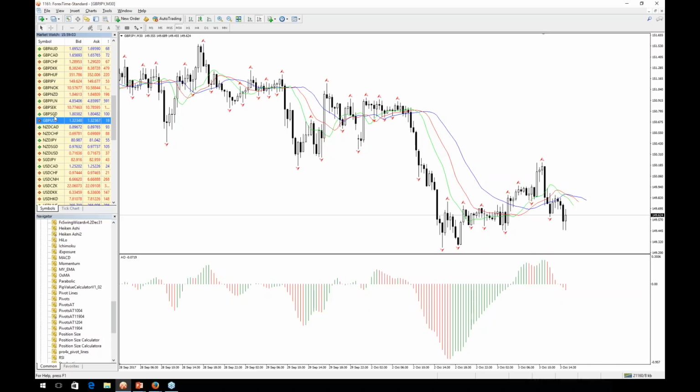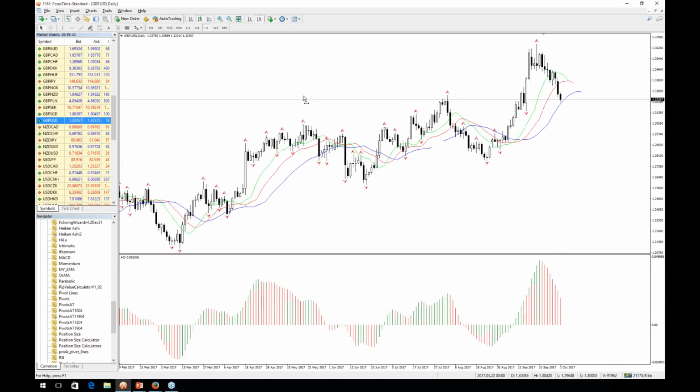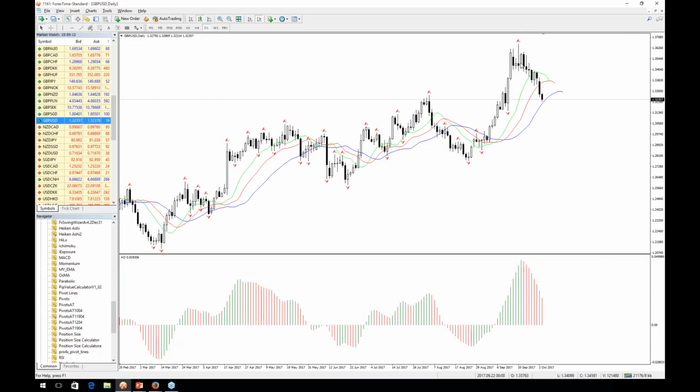GBP USD is right here. What is the time frame? Daily time frame. Very good. So what do you have here? Is there any trade here? Not yet. You see, there is no trade here.